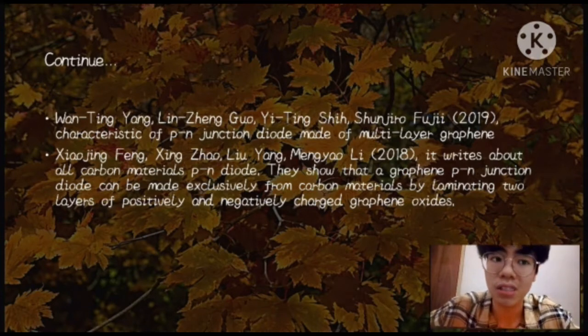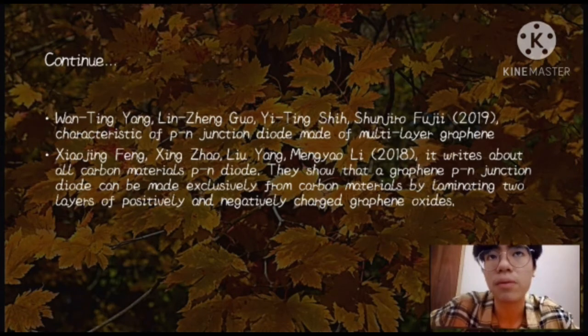Last but not least, we read an article written by Feng Xiaojing and Xingzhao Liu Yang in 2018. It is all about carbon-based PN junction diode. They show that a graphene PN junction diode can be made exclusively from carbon materials by laminating two layers of positively and negatively charged graphene oxide.